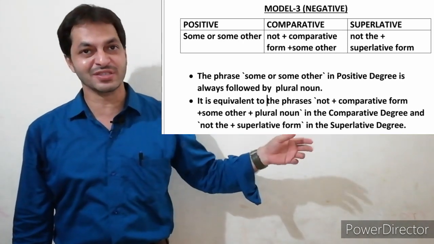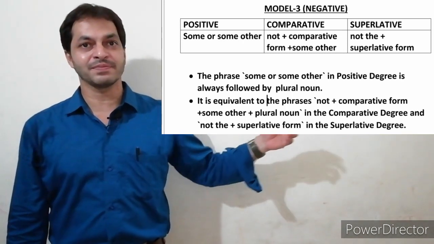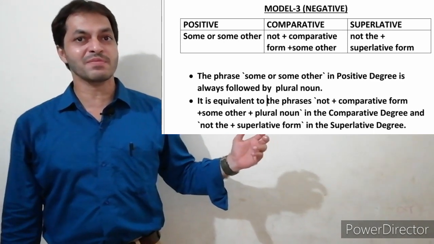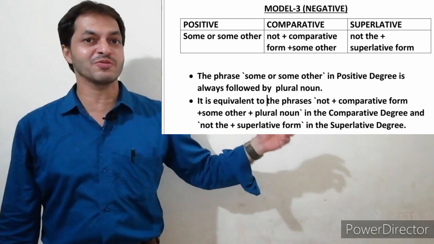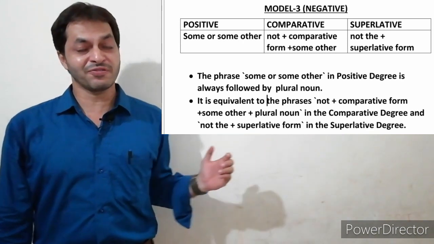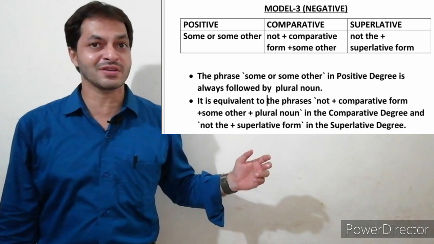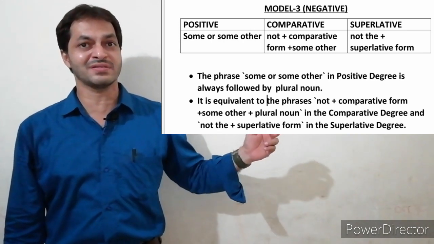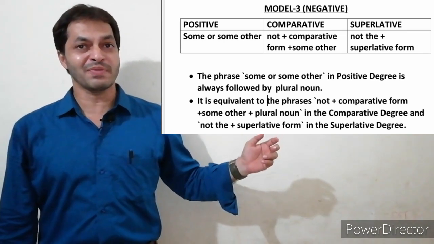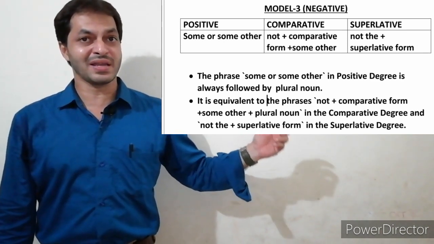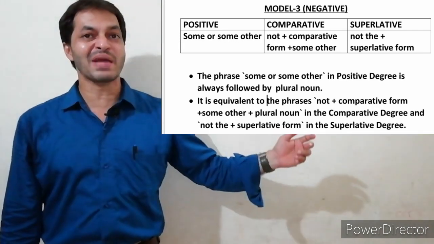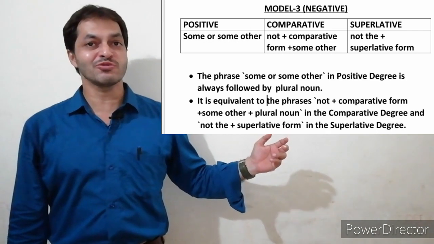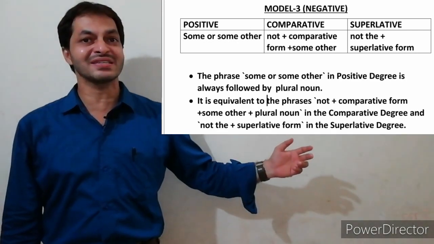Dear students, let us get through Model 3 or negative. Negative means not. Observe the table. The phrase some or some other is always followed by a plural noun. The phrase some or some other is equivalent to the phrases not plus comparative form plus some other plus plural noun in comparative form and not the plus superlative form in superlative degree.